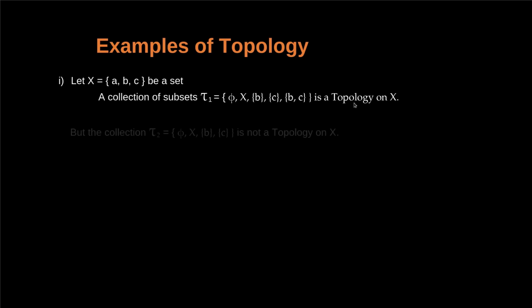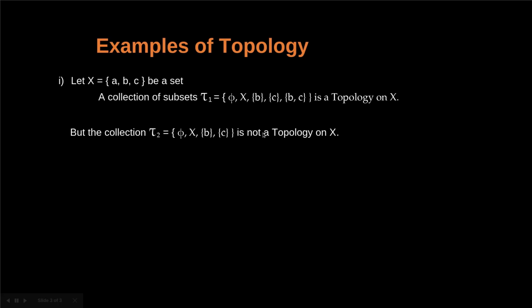Okay, let's go to another example. For the same set X equal to {a, b, c}, but a different collection tau2 equals {phi, X, {b}, {c}}, it is not a topology on X. So let's check this. The first condition is satisfied because both phi and X belong to this collection. But for the second condition, the union of any two elements of this collection: if we take {b} and {c}, the union is {b, c}, but we don't have this element in this collection.